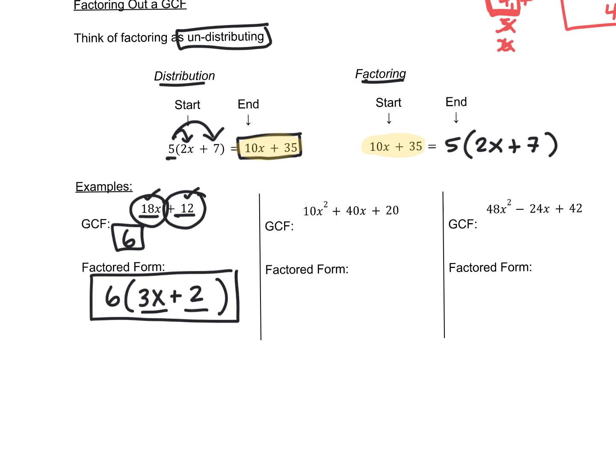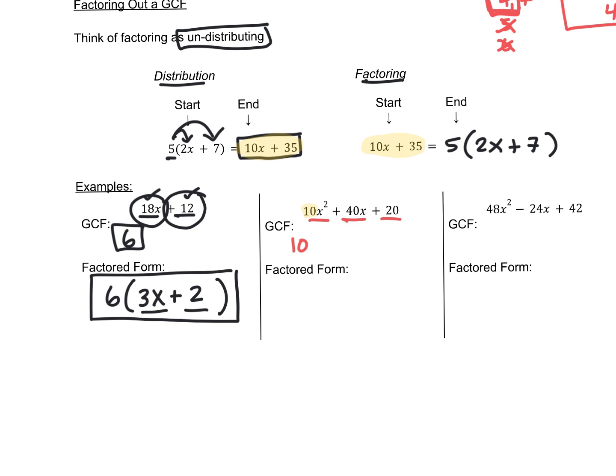All right, let's look at an example that has 1, 2, 3 terms. Okay, so first let's think of our greatest common factor. The smallest of these numbers is that number 10. So I'm going to start there and think of factors of 10. I like to start with 1 and 10. And I can see that 10 divides evenly into 10, into 40, and into 20, which means 10 is my greatest common factor. Okay, so my GCF, or my greatest common factor, is 10.